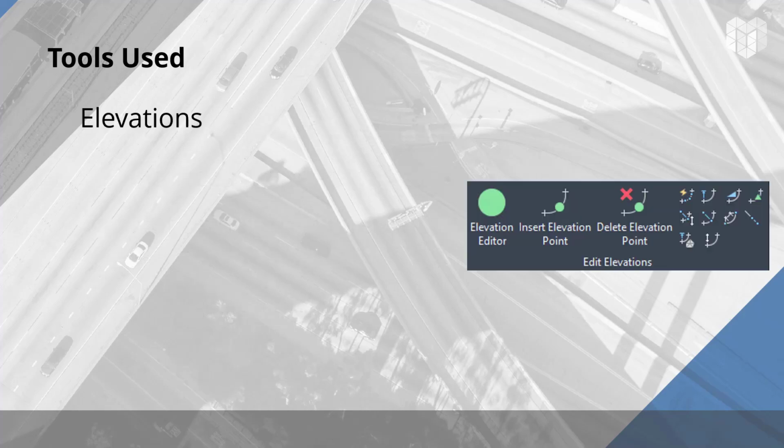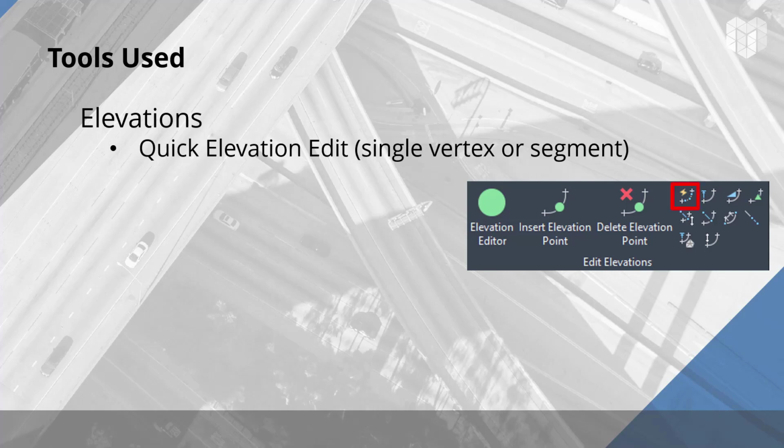A little more on some of the feature line tools we're going to use. With elevation editing, we're going to be using the Quick Elevation Edit tool. This should be one of your most common tools you use. It allows you to edit a single vertex or segment. The elevation editor, this should be reserved more for mass editing.